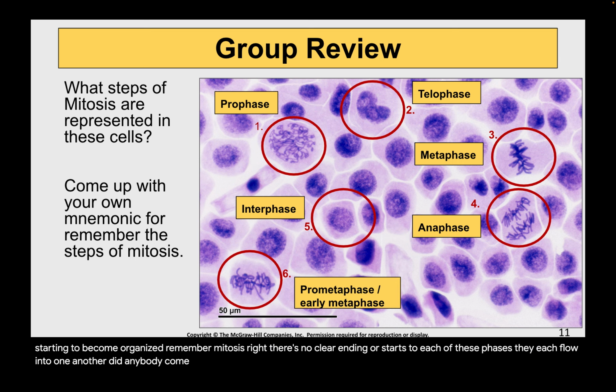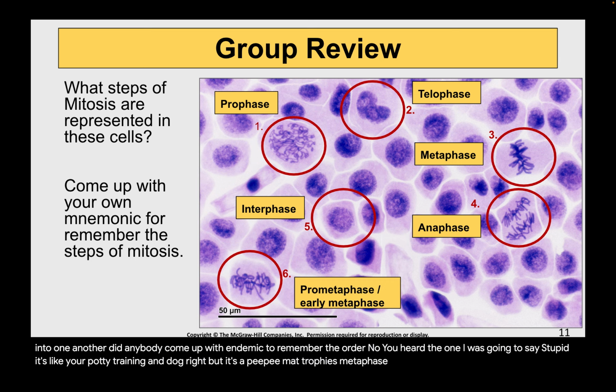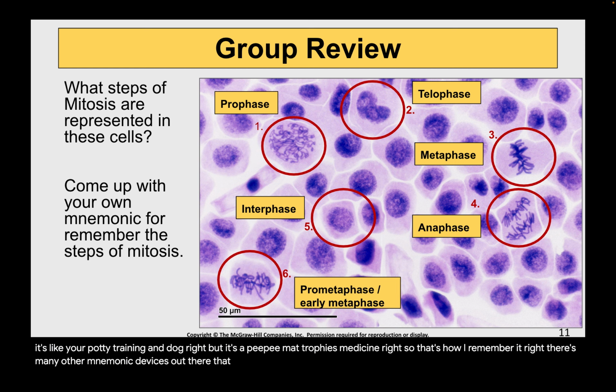Did anybody come up with a mnemonic to remember the order in which these phases go? No? Alex, I think you heard the one I was going to say. A PP math, right? It's silly, it's stupid, it's like you're potty training a dog, but it's A PP math. Prophase, prometaphase, metaphase, anaphase, telophase. So that's how I remember it. There's many other mnemonic devices out there that you might want to use. Any questions before we continue?